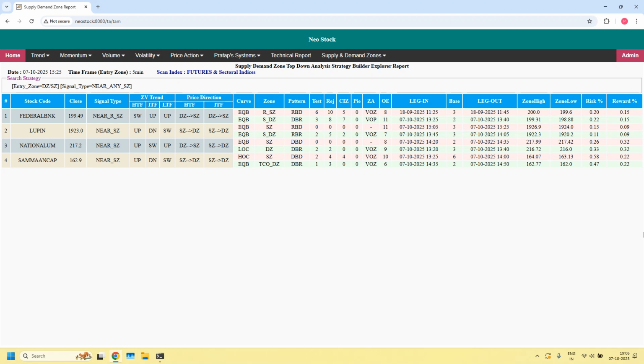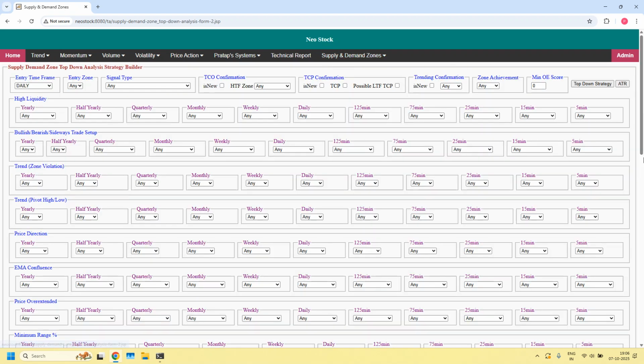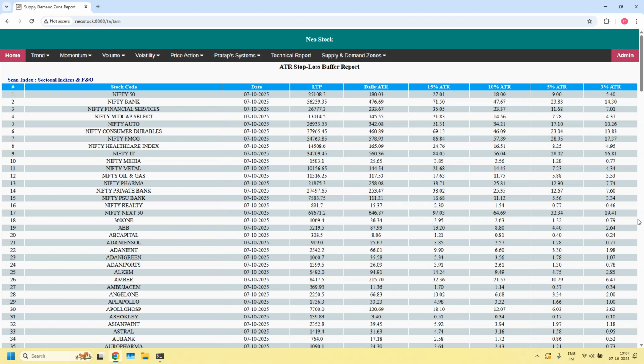So this is about stocks near demand and supply zones for different time frames. In the final report, generating stop buffers based on daily ATR. First 17 in this list are indices, remaining all are equity stocks. So I'm scrolling the list down. Whichever stock you want to refer, pause the video, study that particular stock, and then proceed to the next stocks. Okay, I'm scrolling the list down.